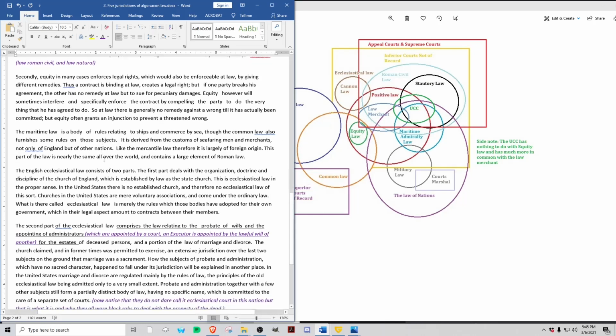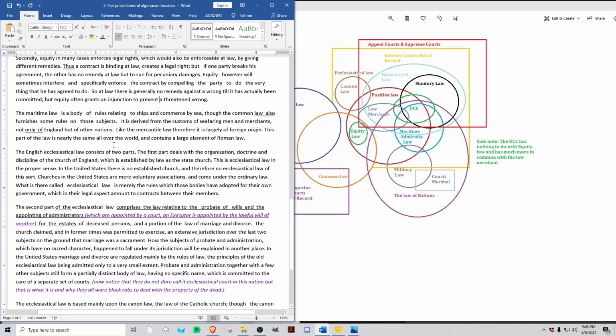Right? So, the maritime law is a body of rules relating to shipping and commerce by sea, though the common law also furnishes some rules on those subjects. It is derived from the customs of seafaring men and merchants, not only of England, but of other nations, as I showed you where it came from to England, which is the laws of Oleron. Like the mercantile law, therefore, it is largely of foreign origin. This part of the law is nearly all the same all over the world and contains a large element of Roman law, which is what? The UCC. That's what the UCC is, okay?